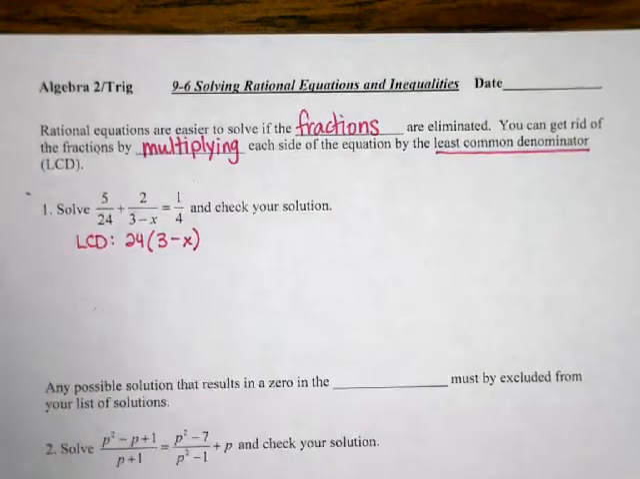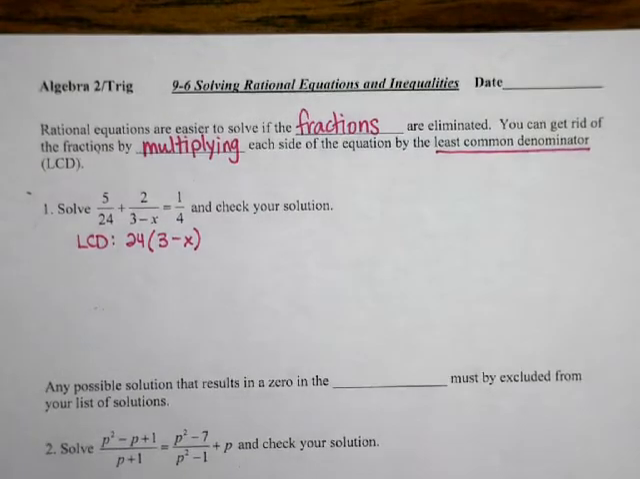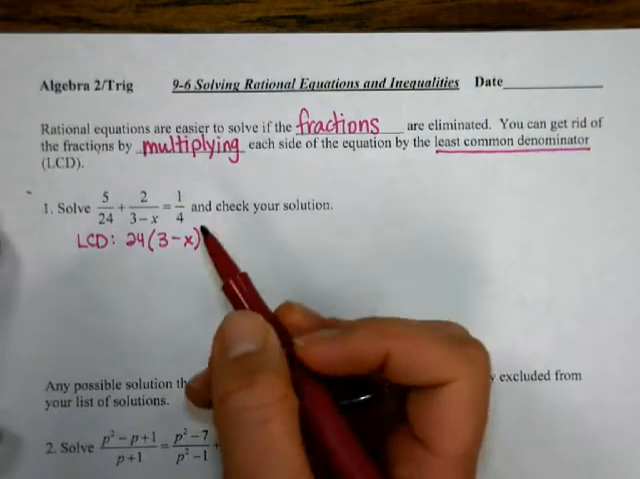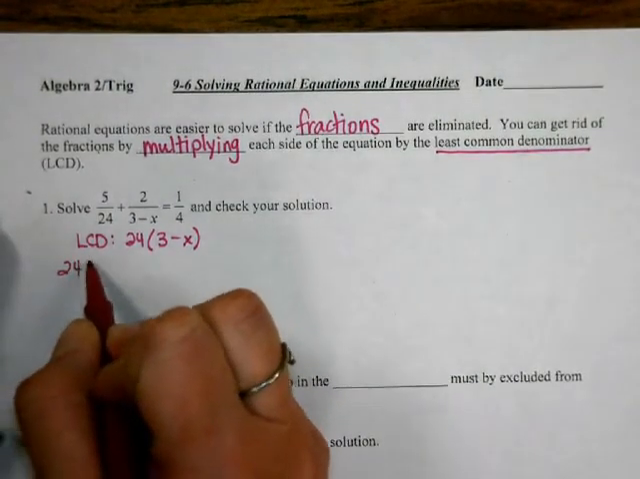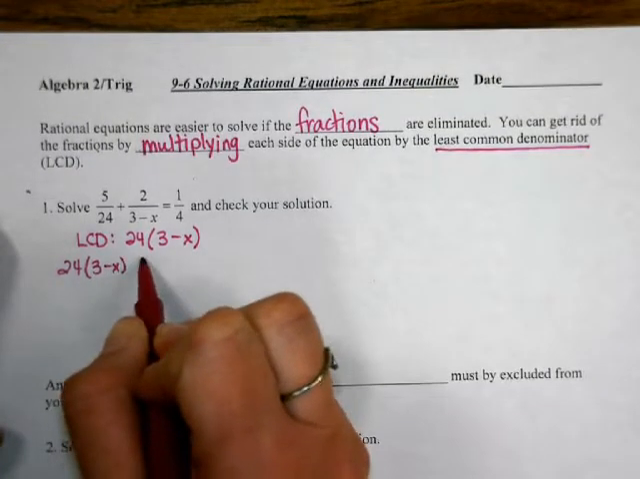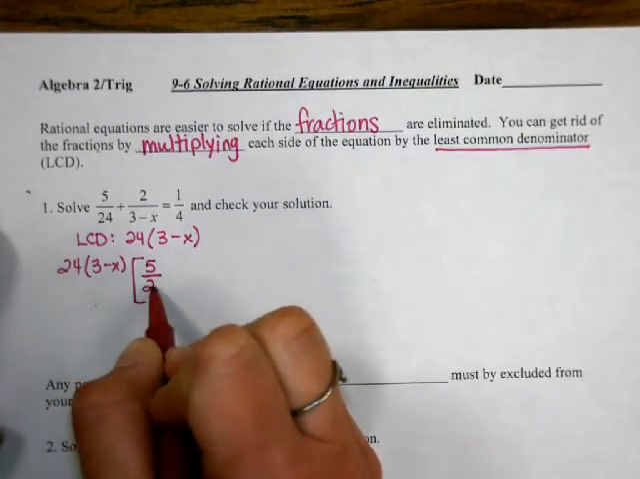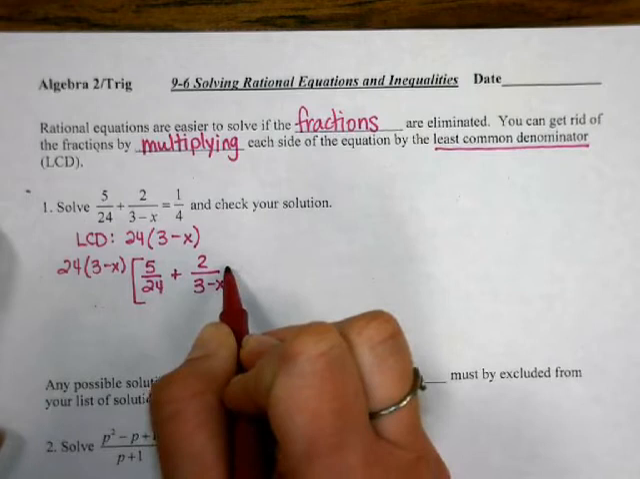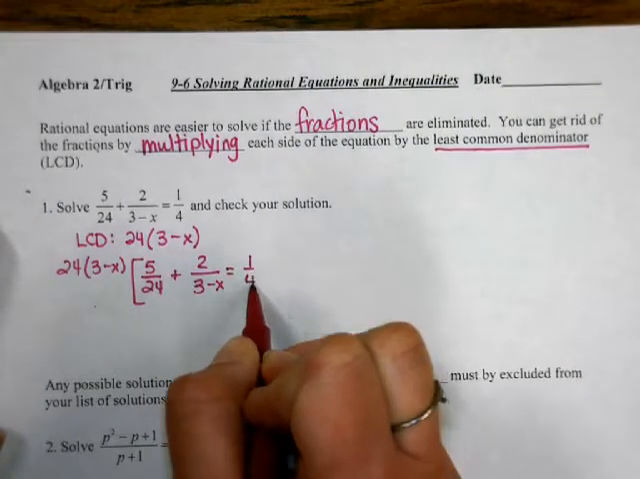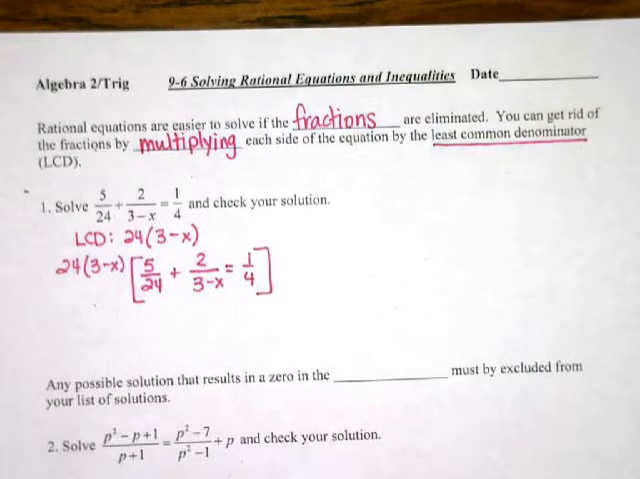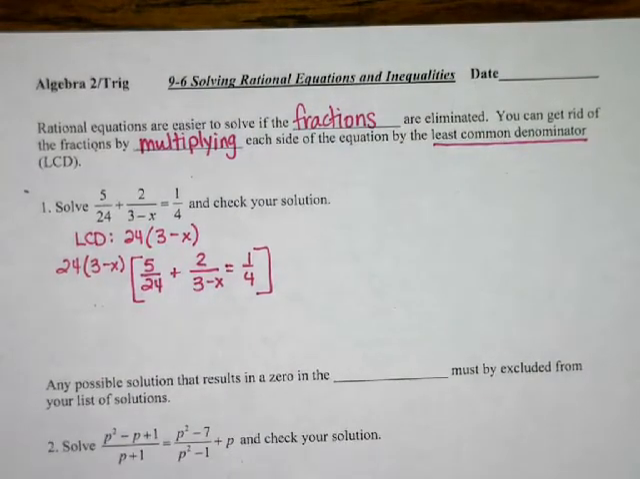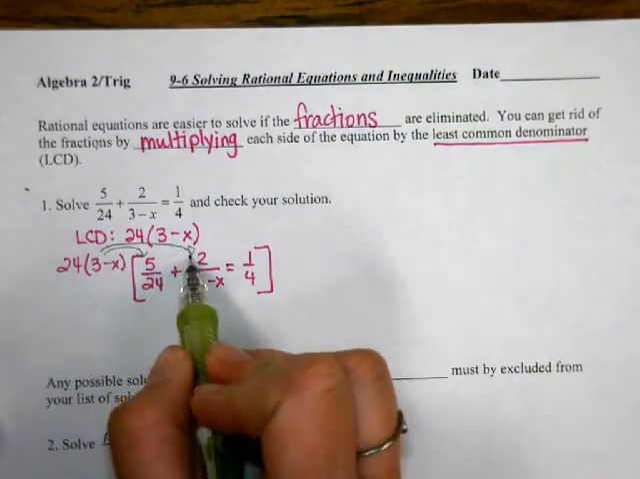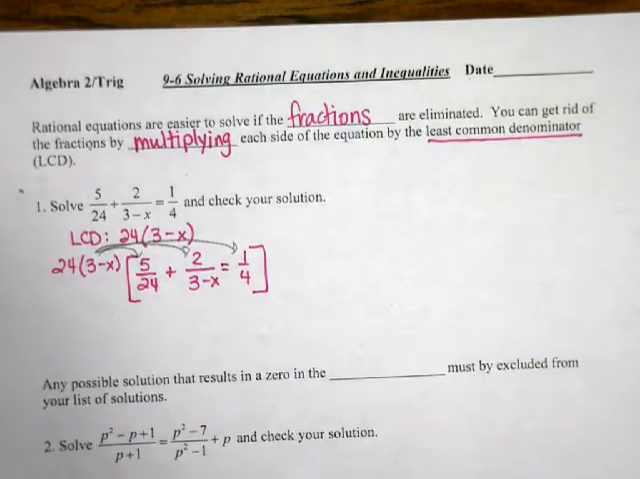Four, notice, is a factor of 24. So if we multiply by 24, then we should get that to cancel. So I'm going to take my whole equation, and I'm going to multiply everybody by 24 times 3 minus x. Now you have to distribute it to everybody. When I distribute that, I'm going to write it all out so you can see it the first time, it helps us cancel things out.